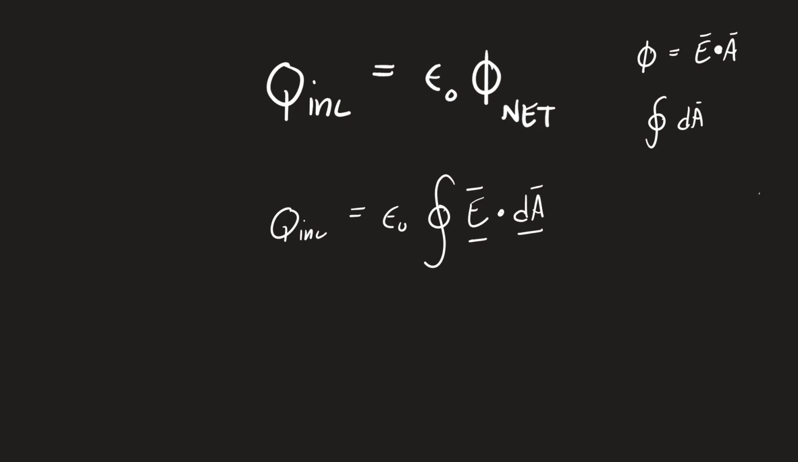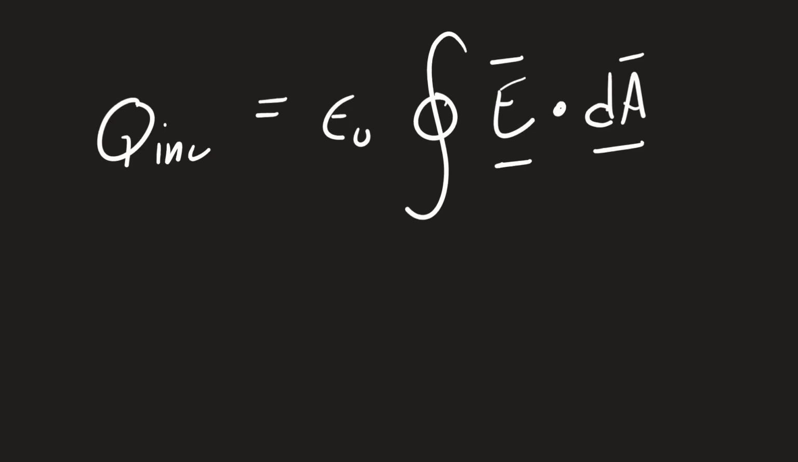So I want to really go through that. This means each piece of area, how much electric field passes through it, so every swatch and how much electric field passes through it, the angle between them, summed up over the entire closed and bound surface.